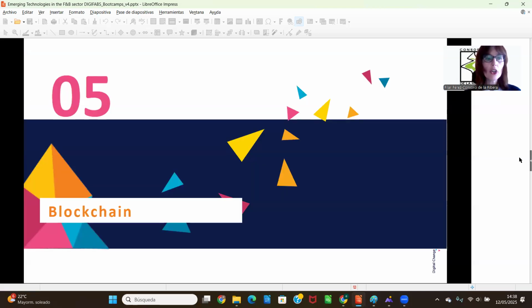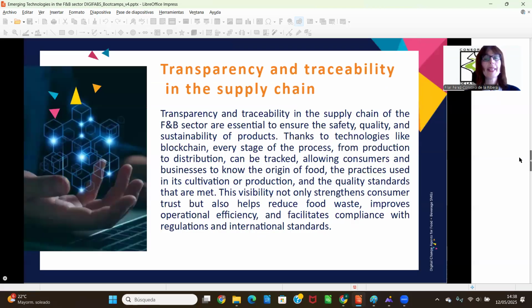Regarding blockchain technology, it enhances transparency and traceability in the food and beverage supply chain. With growing consumer and regulatory demands for sustainability and carbon footprint reduction, technologies like blockchain help verify product origins and authenticity.